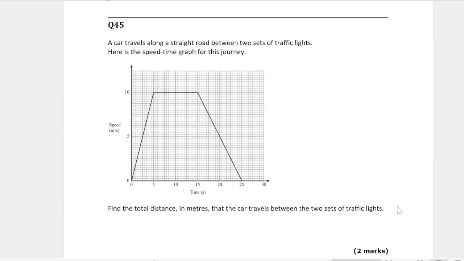Okay, question 45. Find the total distance the car travels between the two sets of traffic lights. So the total distance is going to be the area, and we've got a trapezium, so it's going to be a half of a plus b times by the height. So this is a, this would be b, and this would be h. So it's going to be equal to a half of, we've gone from 5 to 15, so that's 10, plus 25, times by the height, which again is 10. So it's going to be 35 times by 5, which is going to give us 175 meters.